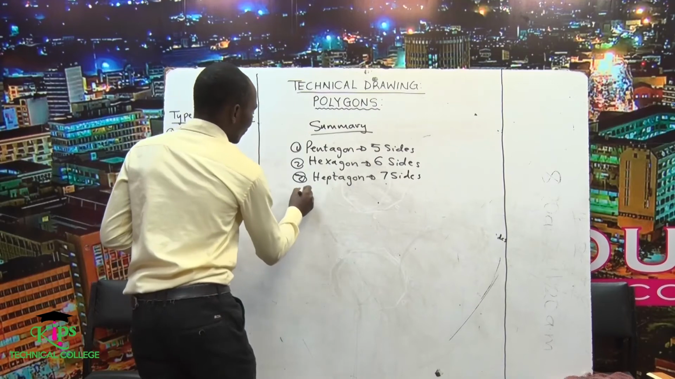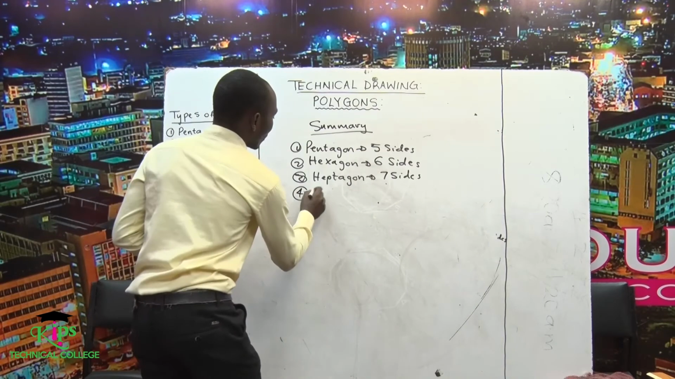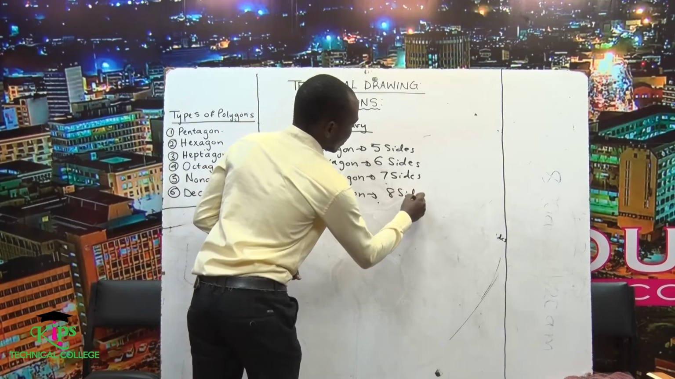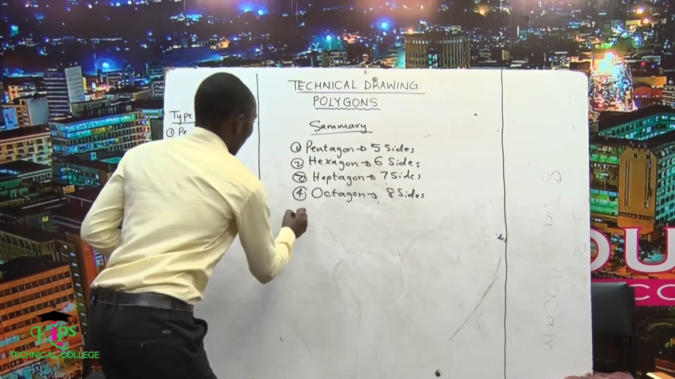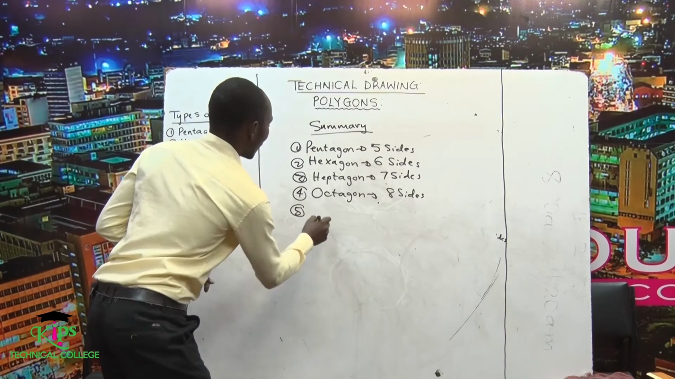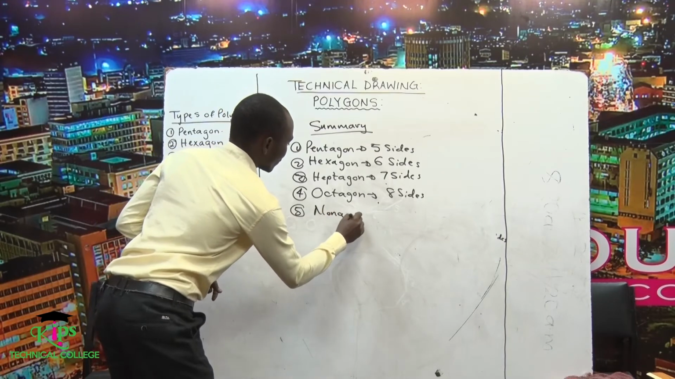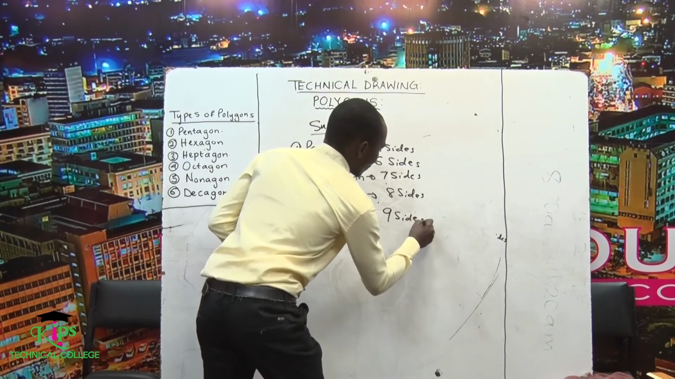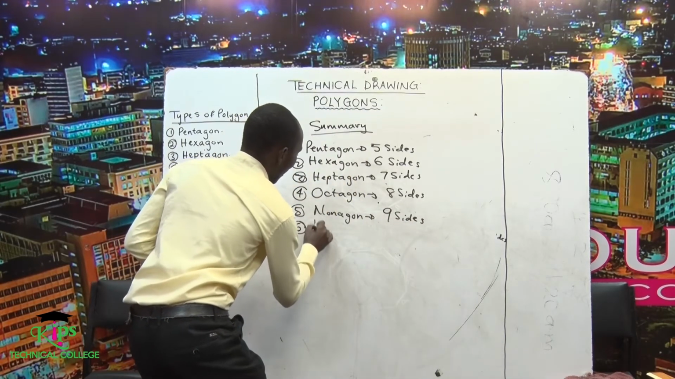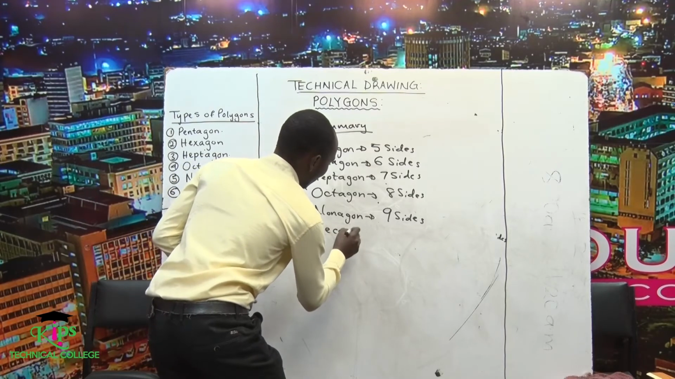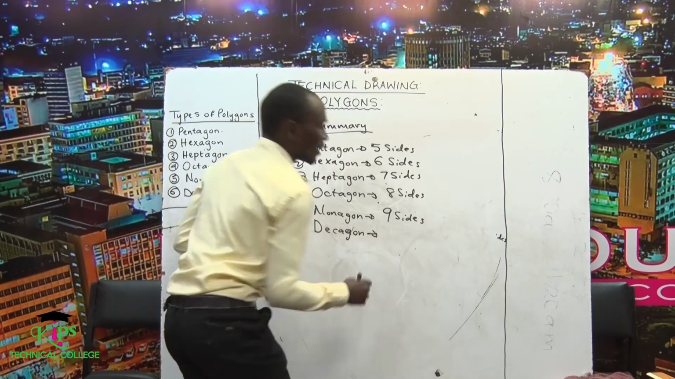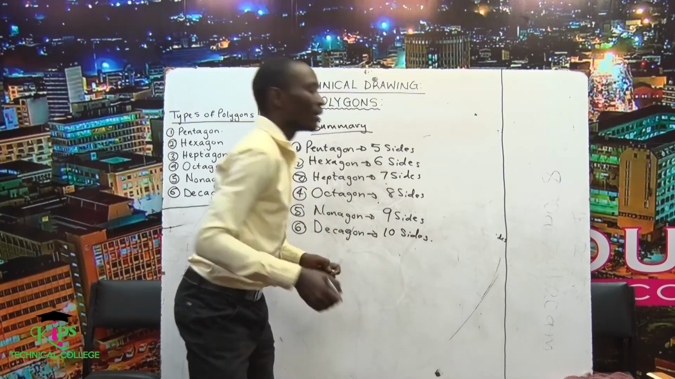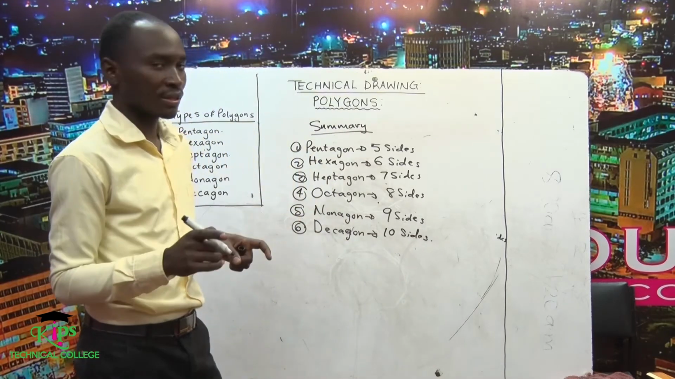We have the fourth one, which is the octagon. It is a figure with 8 sides. Then the other one is a nonagon. It is a figure with 9 sides. Then we have the decagon, whereby it is a figure with 10 sides. You need to take note of that.